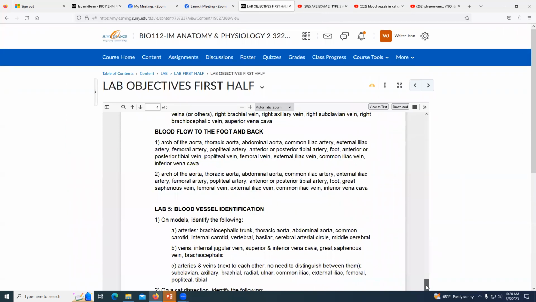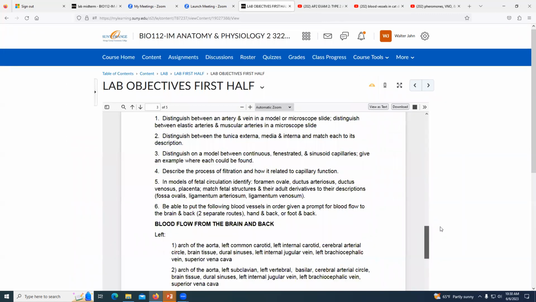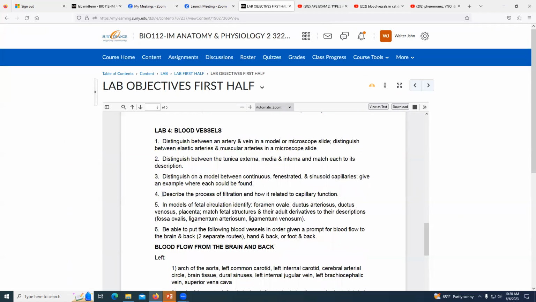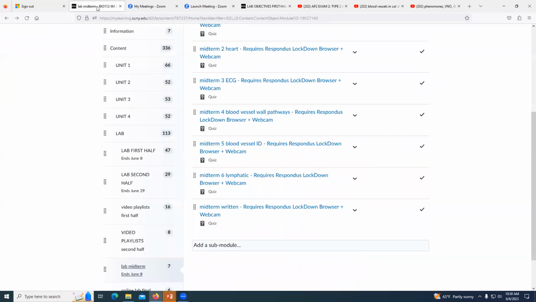And if you looked at your objectives, you would say, oh yeah, every now and then, like, describe how you would take a blood pressure reading. That's a written question. Describe the process of filtration. That's a written question. So here where you see written, no surprises. The only thing that I have not yet described is this lymphatic section, which is extremely short. So if it's okay with you, I'd like to go through the lymphatic section here.